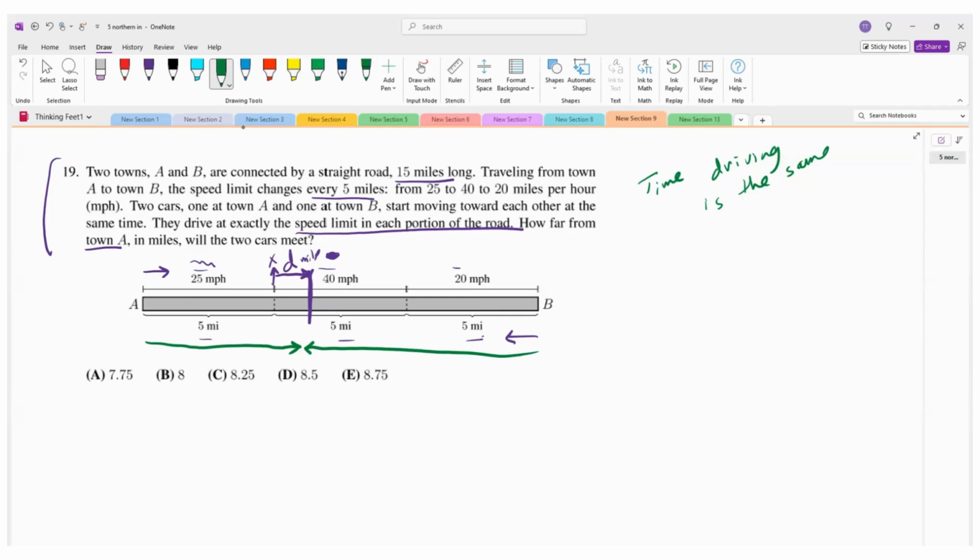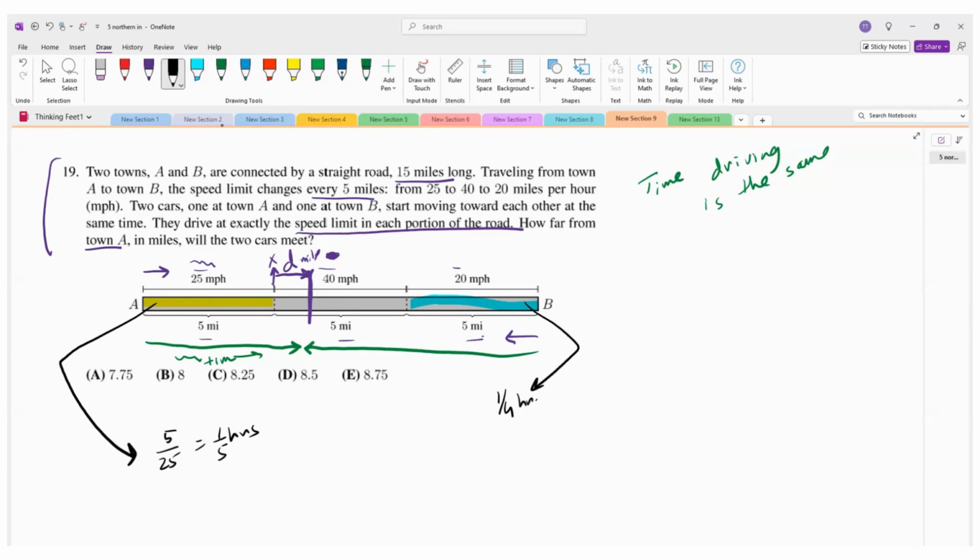So let's start with figuring out this time first for A, right? Now I know that to cover this distance, the first block, the time to cover that will be distance divided by speed. So distance is 5 divided by 25, which is 1/5 of an hour. Okay, same thing here. To cover this distance will be 5 divided by 20, which is 1/4 of an hour.